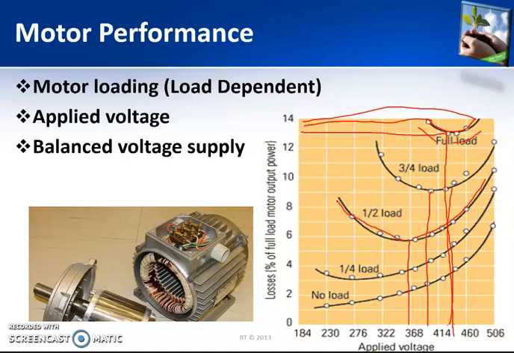So it is again not possible to reduce the voltage as much as we wish. There is a particular limit to which we can reduce the voltage. Below that it is not possible because the magnetization will not happen in the system. So this is just a curve which shows you how the applied voltage is going to affect the operating losses in the case of a particular motor.